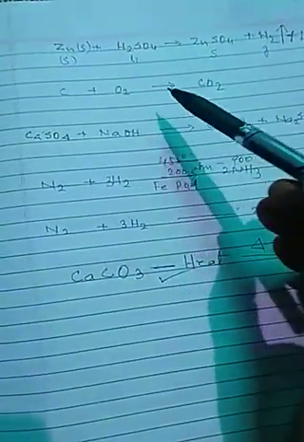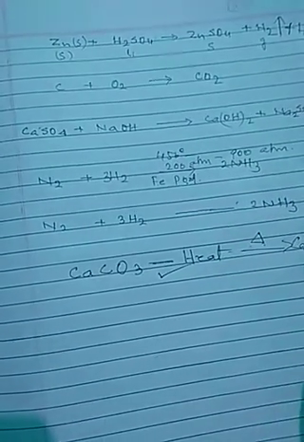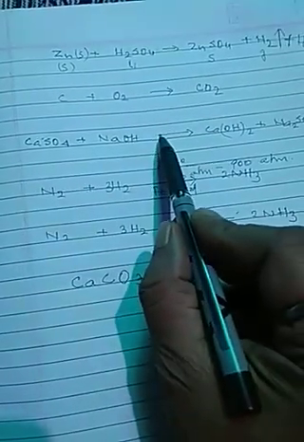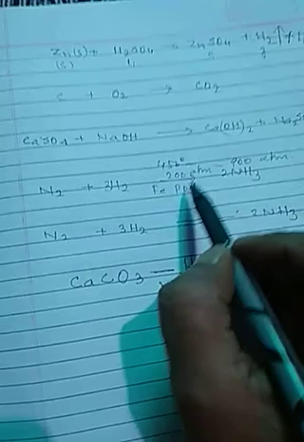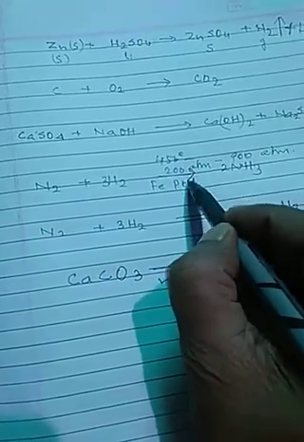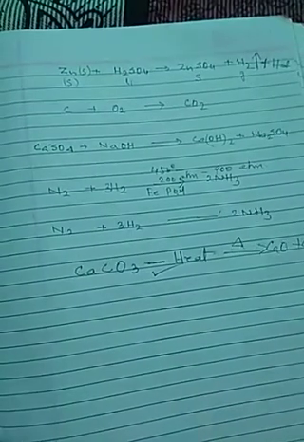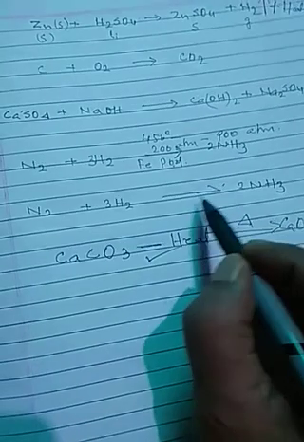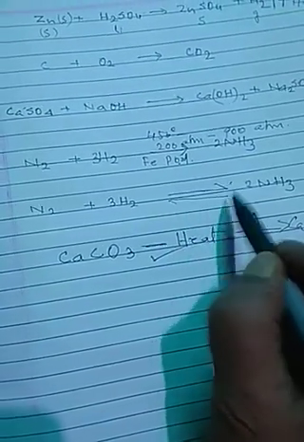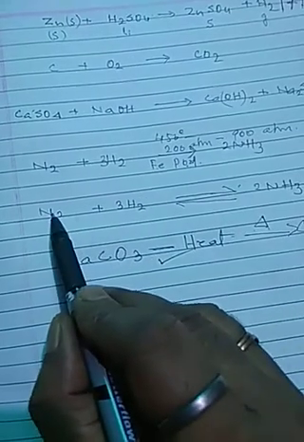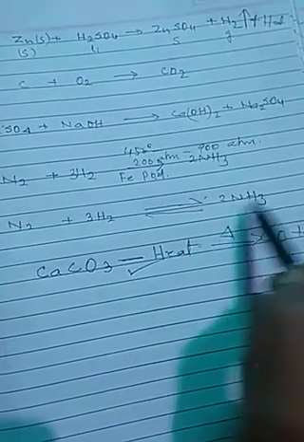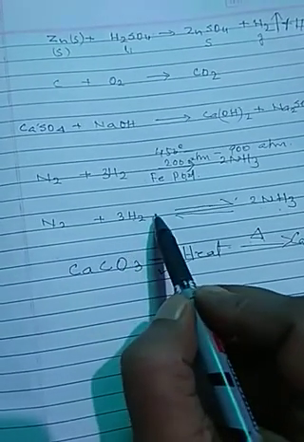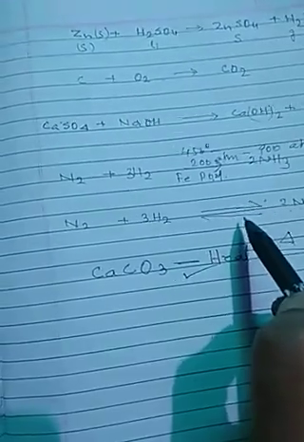Then, the reactions also show whether the reaction is reversible or irreversible. If we give this type of arrow, it means the reaction is irreversible. But if we give this type of symbol, it means these reactants will form ammonia, and ammonia on dissociation will form nitrogen and hydrogen, which means this reaction is reversible.